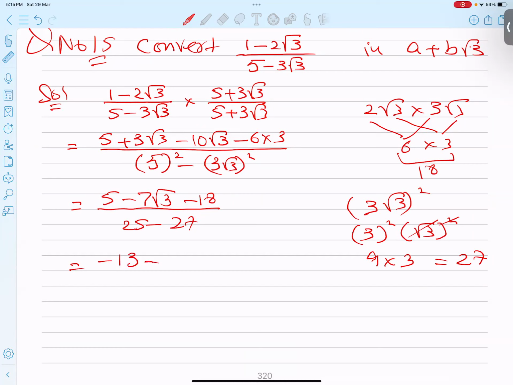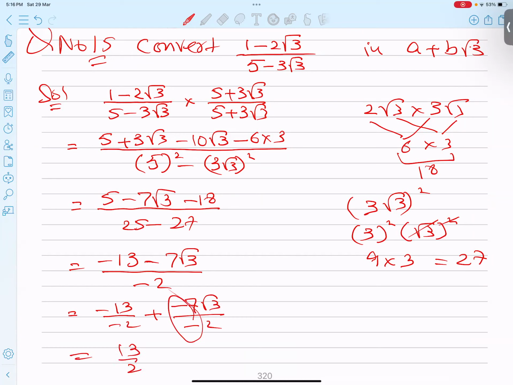And negative 7 root 3. And I believe you people are understanding. And down I got negative 2. Now, according to the rule of algebra, it will divide. I wrote a plus, but I'm writing this, okay. The minus minus cancel. I got 13 by 2, and minus minus becomes plus. And I'm getting 7. Oh, sorry, this is not an equal sign, it's a plus sign. 7 over 2 times root 3.